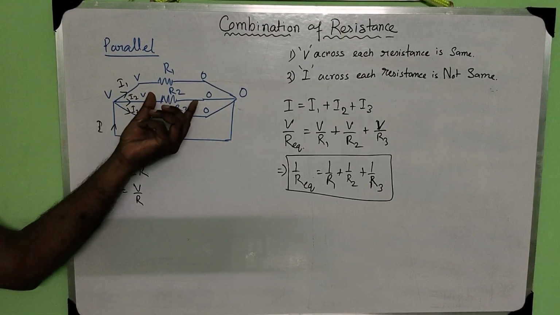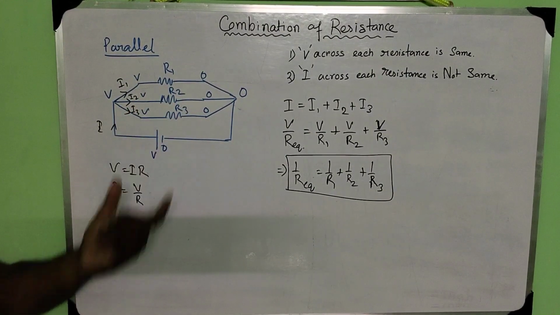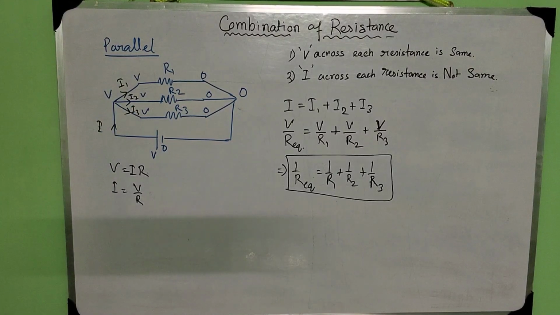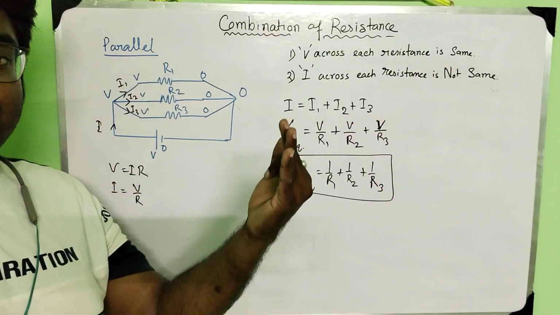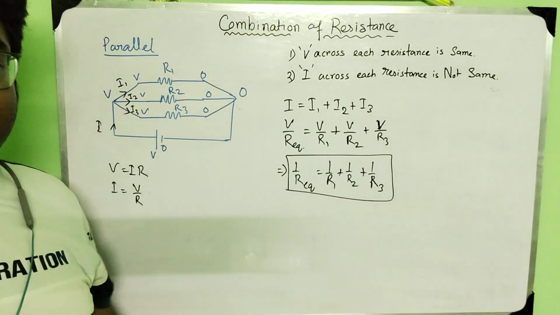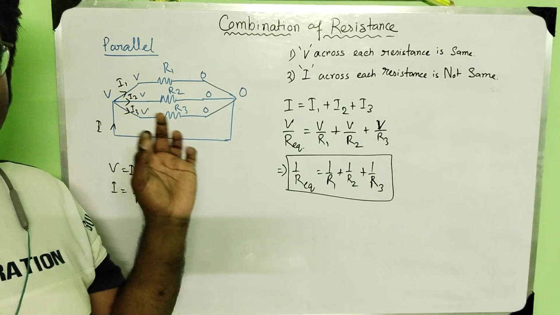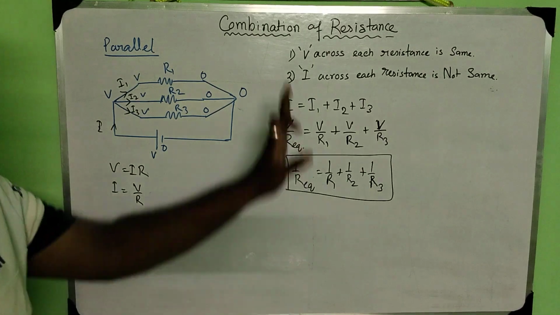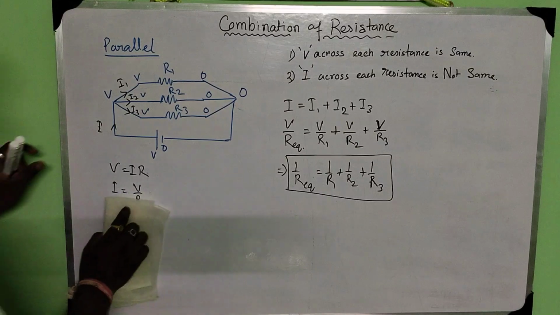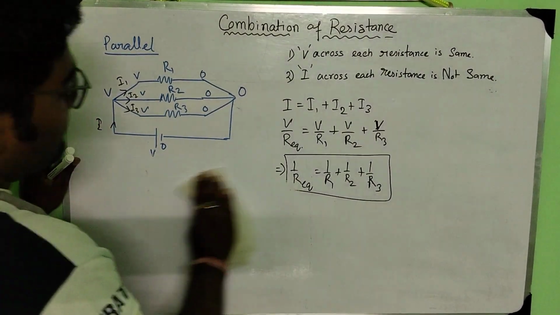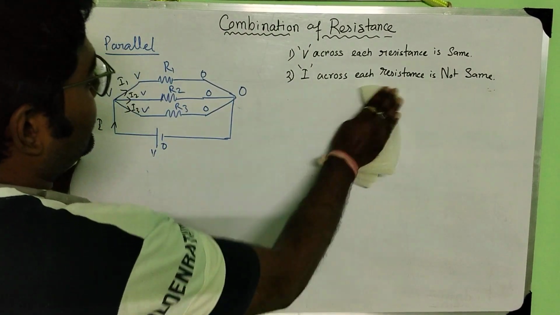This is the derivation for parallel combination. For parallel combination, the voltage across each resistance is the same, but the current across each resistance is different. But in case of series combination, it is just the opposite. In series combination, the current across each resistance is the same, but the potential across each resistance is different. So this is the formula, and this is the derivation. Now, one important thing I want to mention here.